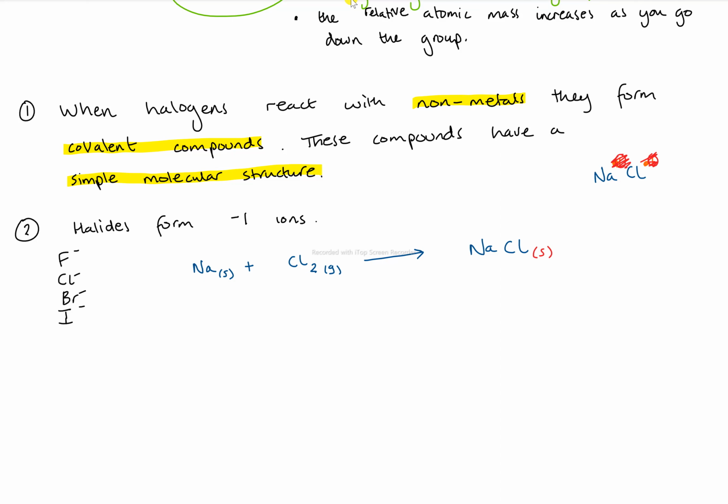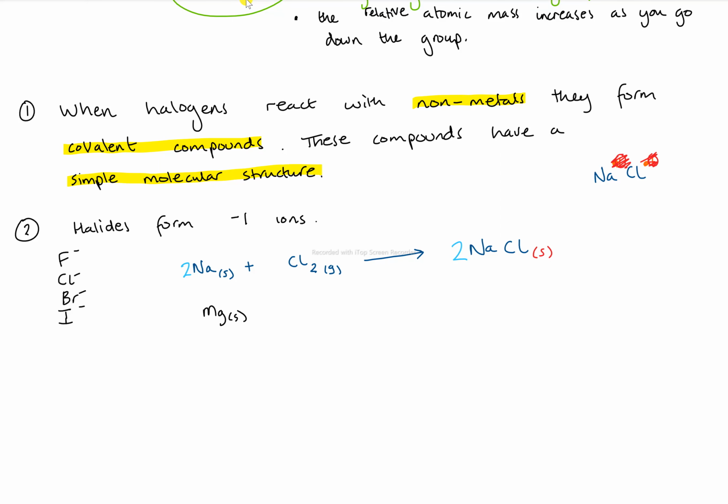I've got 2 chlorines here, so I need 2 chlorines here. I've only got 1 there, so I stick a 2 in front. So now I've got 2 chlorines and 2 chlorines. But I've only got 1 sodium, and I've got 2 sodiums here. So I need to stick a 2 in the front. Now that's balanced.